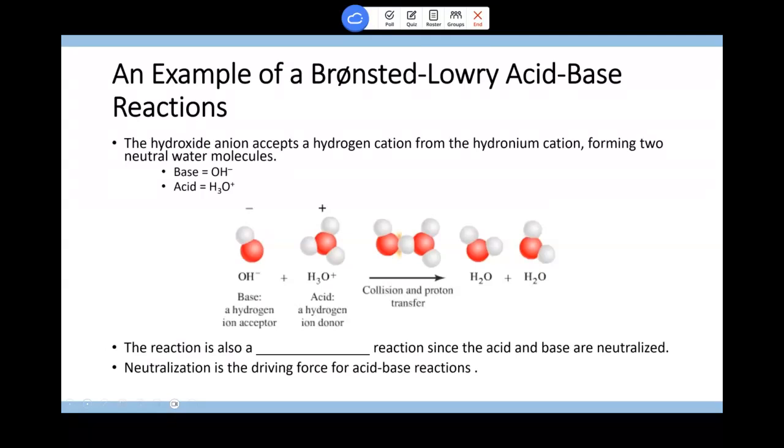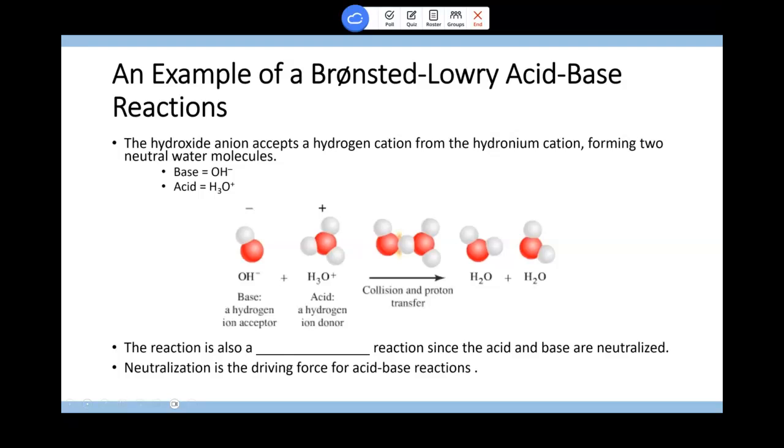In the products, we have H2O and H2O. So that means that an OH minus anion gained a hydrogen, and we got H2O. And the H3O plus cation gave away a hydrogen, and we got H2O as the other product. So that makes H3O plus the acid. This donated the proton, a hydrogen ion donor. OH minus is the base, it accepted the proton, so hydrogen ion acceptor.